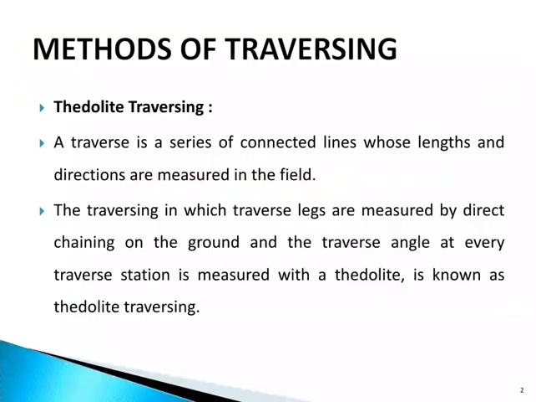So let us start with methods of traversing. First of all, what is theodolite traversing? Let us understand it. A traverse is a series of connected lines whose length and directions are measured in the field. The traversing in which traverse legs are measured by direct chaining on the ground and the traverse angle at every traverse station is measured with a theodolite is known as theodolite traversing. So this is the definition, or say introduction, of theodolite traversing.